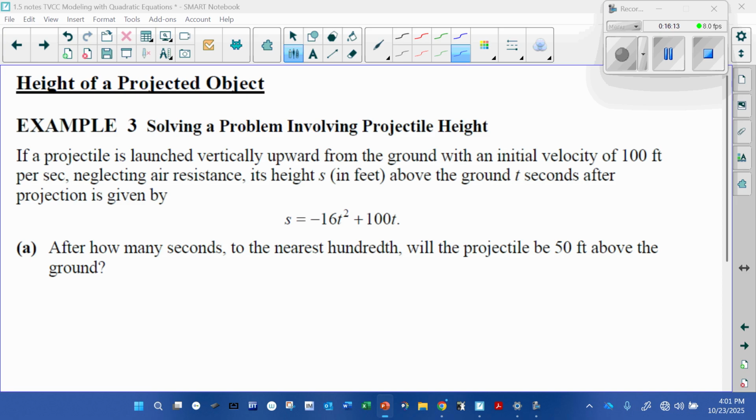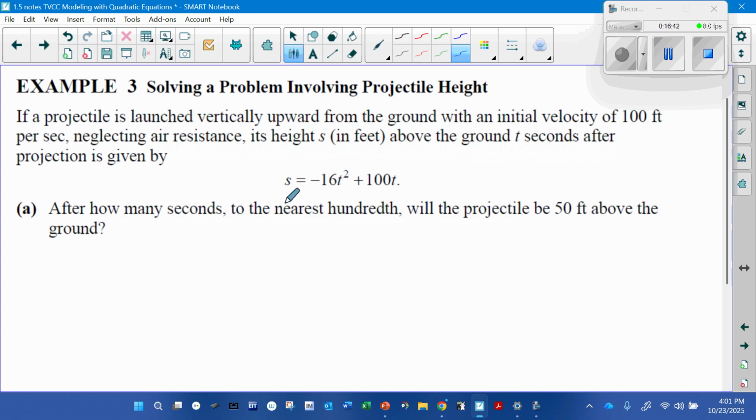So if a projectile is launched vertically upward from the ground with initial velocity of 100 feet per second, so that's how fast it's moving, neglecting air resistance, its height, s, in feet above the ground, t seconds after projection, is given. So here is our quadratic that they've given us. So the height is -16 t squared plus 100 t. After how many seconds, to the nearest hundredth, will the projectile be 50 feet above the ground?